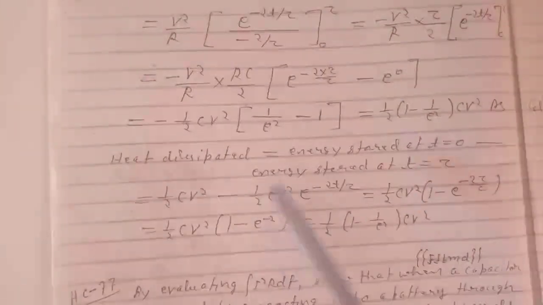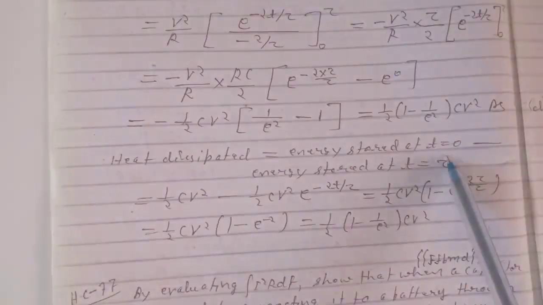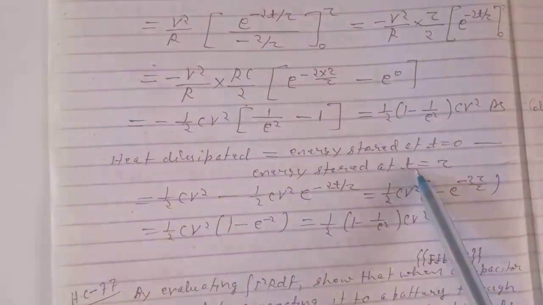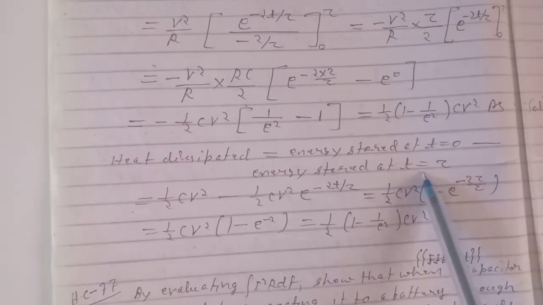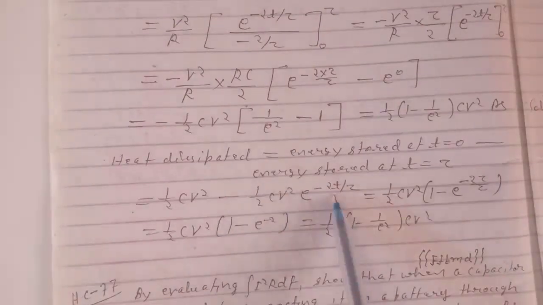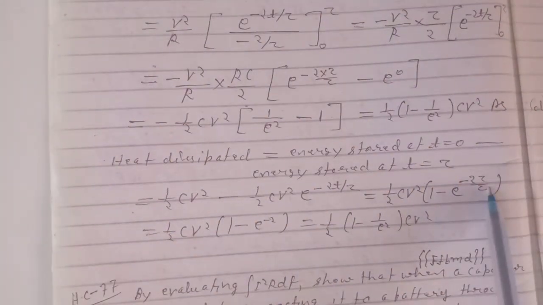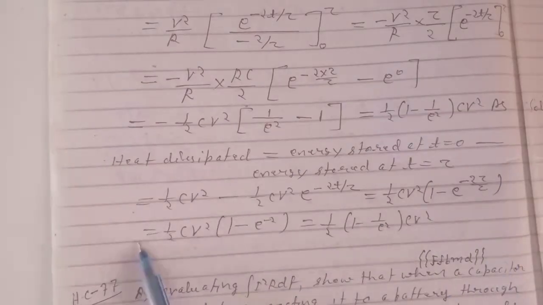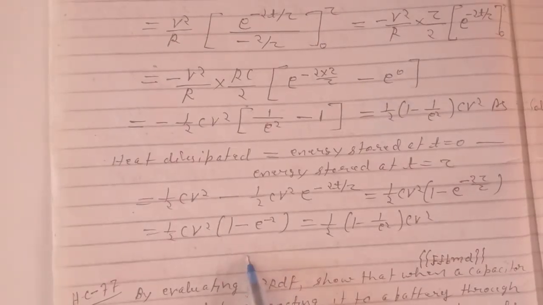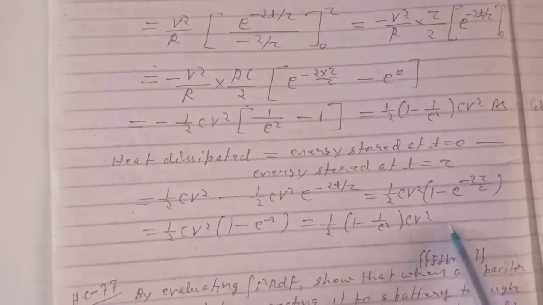Now the heat dissipated will be equal to the energy stored at t equals 0 minus the energy stored at t equals tau. So it equals 1 by 2 CV square minus 1 by 2 CV square e to the power minus 2t by tau, or 1 by 2 CV square into 1 minus e to the power minus 2 tau by tau, equals 1 by 2 CV square into 1 minus e to the power minus 2, equals 1 by 2 into 1 minus 1 by e square into CV square.